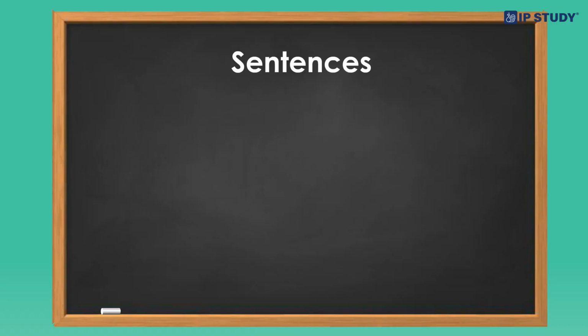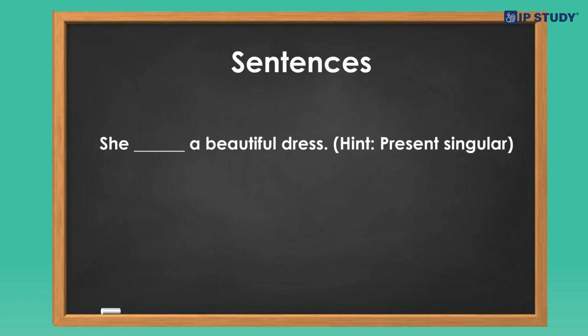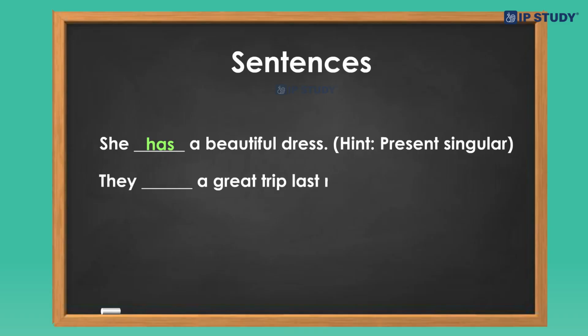Let's learn with some examples. First sentence, she a beautiful dress. Hint, present singular. She has a beautiful dress. Yes, next one. They a great trip last month. Hint, past plural. They had a great trip last month.